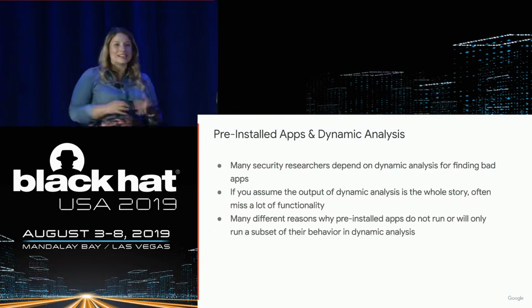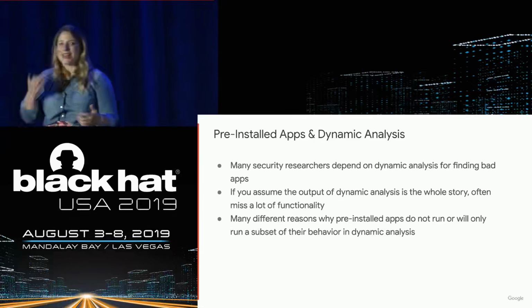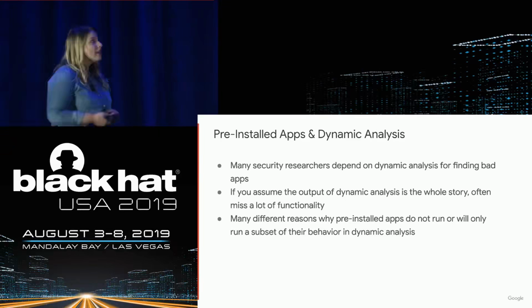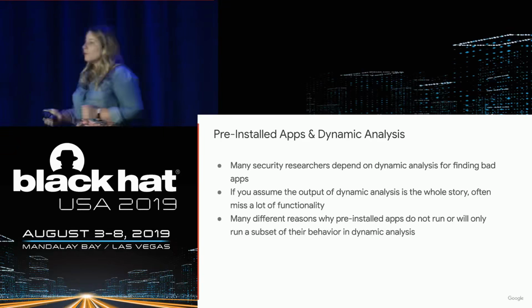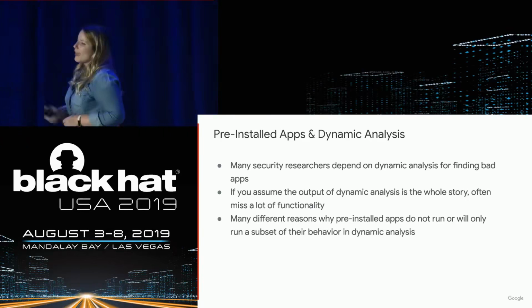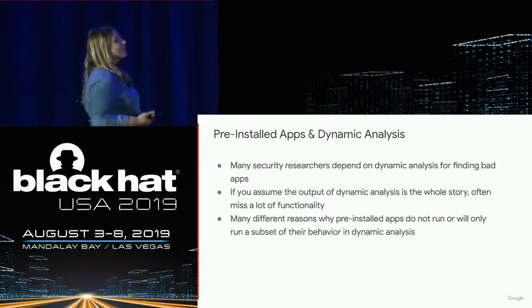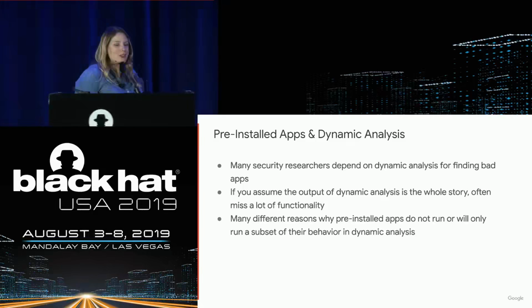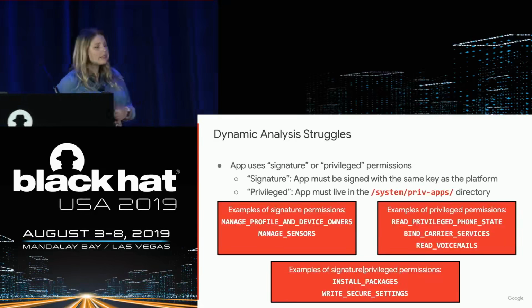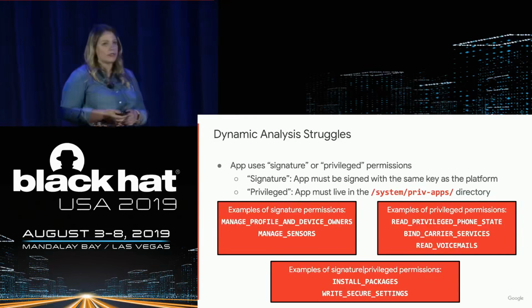So the first one is dynamic analysis. For researchers, AVs, and different things like that, dynamic analysis plays a big role in our ability to find bad behaviors. But when you're reviewing pre-installed apps, if you assume that the output of dynamic analysis is going to alert you if something bad is going on, it's often not the case. And there's a lot of different reasons why dynamic analysis doesn't quite work as you'd expect in pre-installed applications.